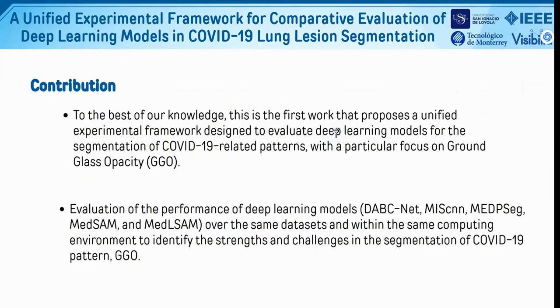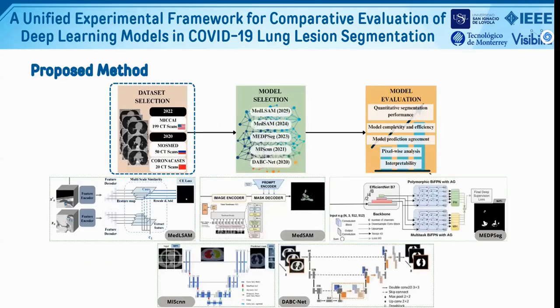To the best of our knowledge, this is the first work that proposes a unified experimental framework designed to evaluate deep learning models for the segmentation of COVID-19 related patterns, focused on ground glass opacity. The proposed method begins with dataset selection and preprocessing, using public data recognized in the literature as reference datasets.